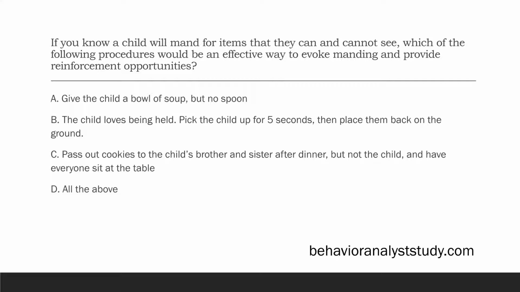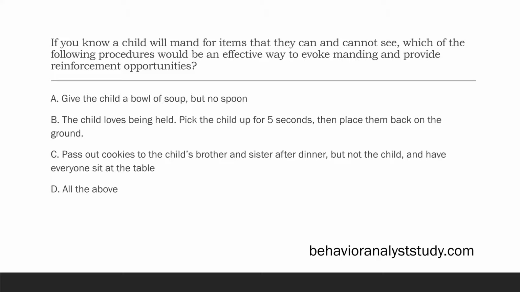C, pass out cookies to the child's brother and sister after dinner, but not the child, and have everyone sit at the table. All right, deprive them, okay? Establish that MO. Brother, sister have cookies. I don't. Well, to get my cookie, what do I need to do? I need to mand. Establishing that MO by putting them in the scenario where they're the only one deprived of the cookie is a great way to force him to ask for a cookie.